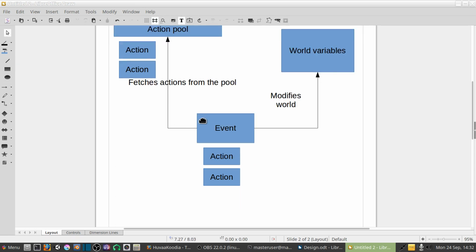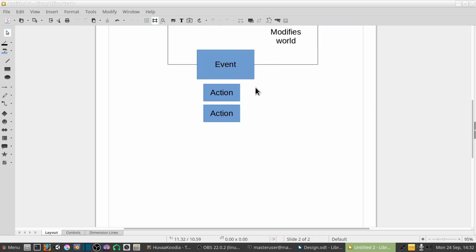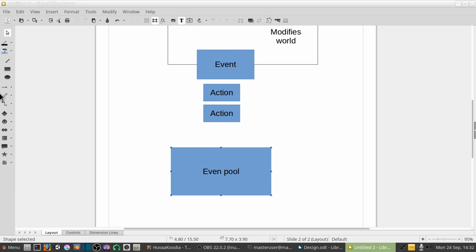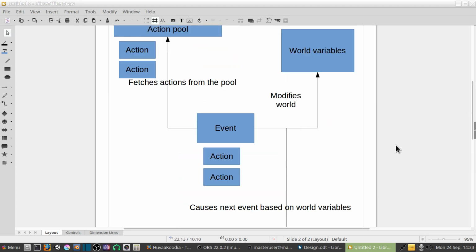It modifies the world variables. Fetches actions from the pool. Then it modifies the world. And then we get another event. That's it. So there's an event pool too. Okay, that's the whole thing.